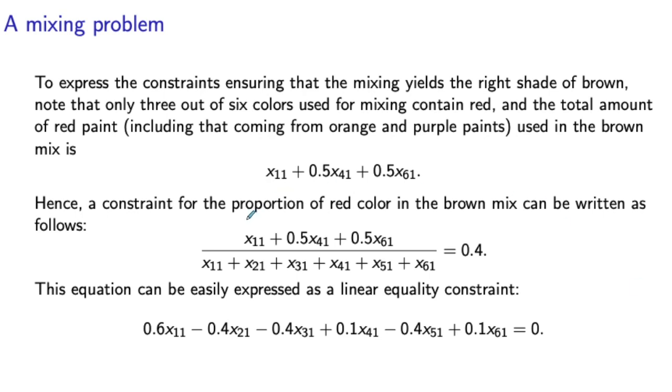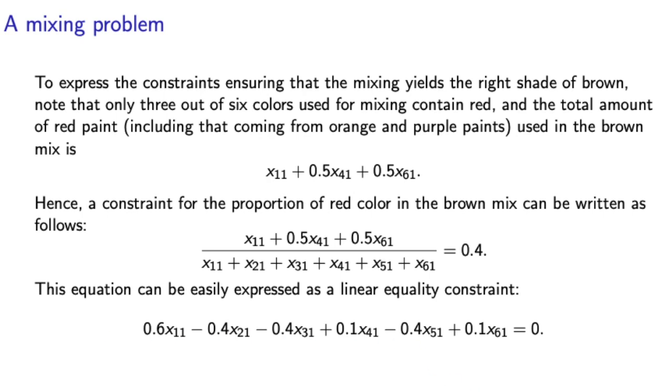So the primary red in the brown mix is given by X11, then the amount of red that comes from orange in the brown mix is given by half of X41, and the amount of red that comes from the purple is given by half of X61. So this is the total amount of red in brown mix that comes from all the paints that we are mixing, and the overall amount of the brown mix that we produce is given by the denominator here, and this ratio is supposed to be 0.4 according to the table. Again, when we simplify it, we obtain the following linear constraint.